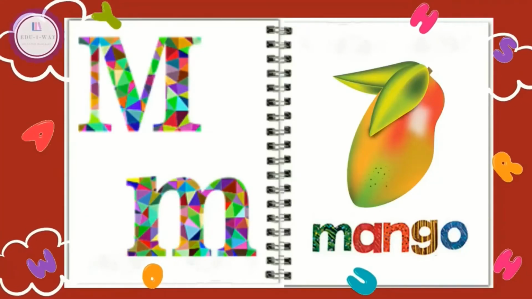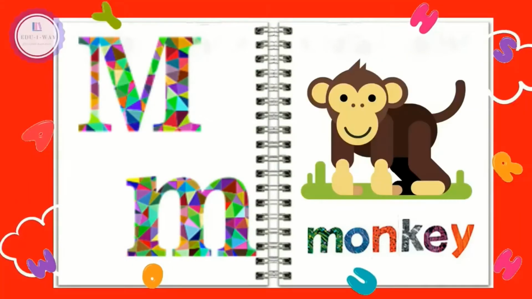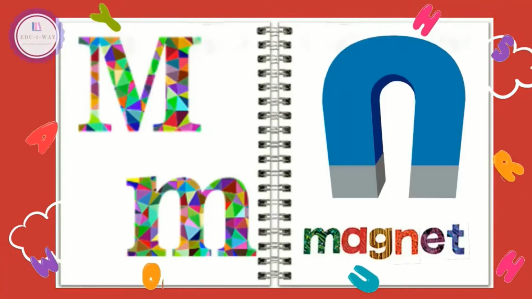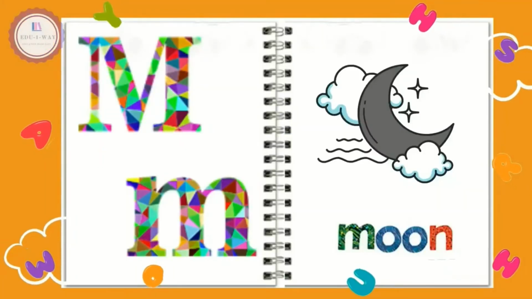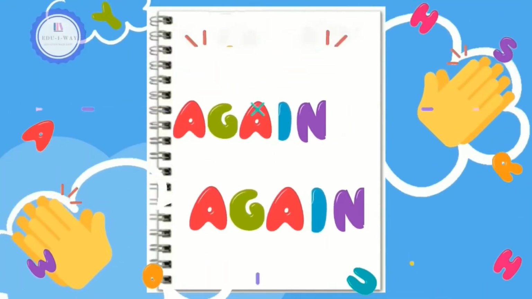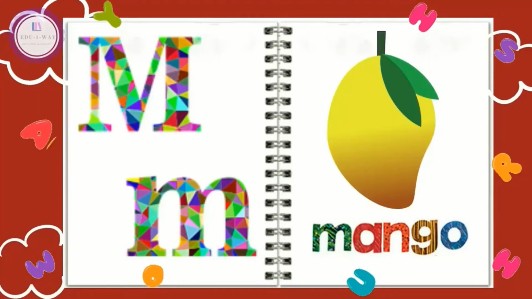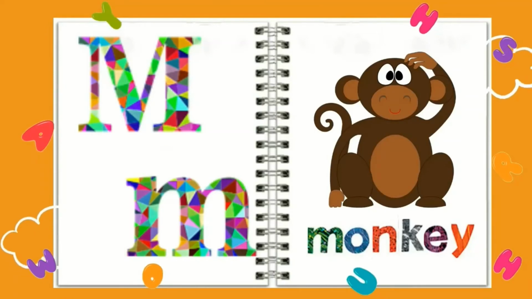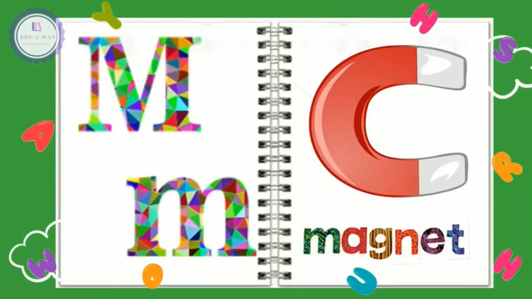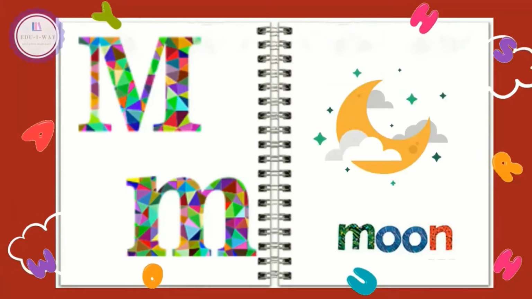M for mango. Mango, mango, mango. M for monkey. Monkey, monkey, monkey. M for magnet. Magnet, magnet, magnet. M for moon. Moon, moon, moon. Yay! Again, again! M for mango. Mango, mango, mango. M for monkey. Monkey, monkey, monkey. M for magnet. Magnet, magnet, magnet. M for moon. Moon, moon, moon.